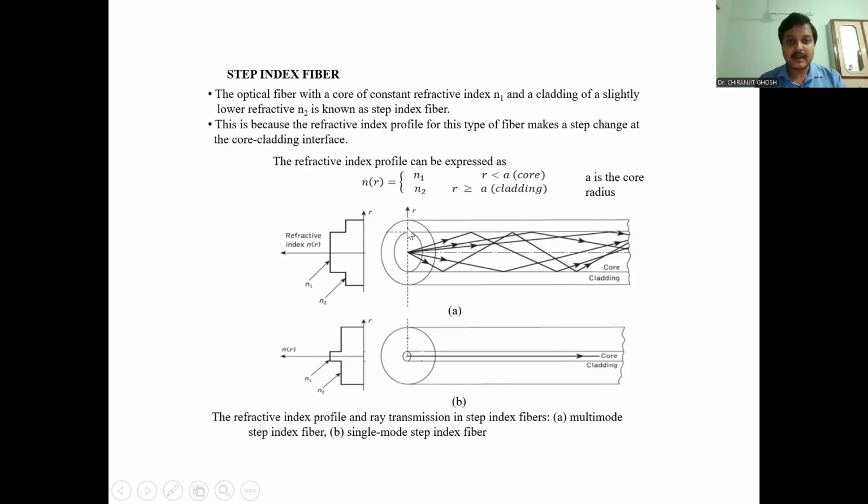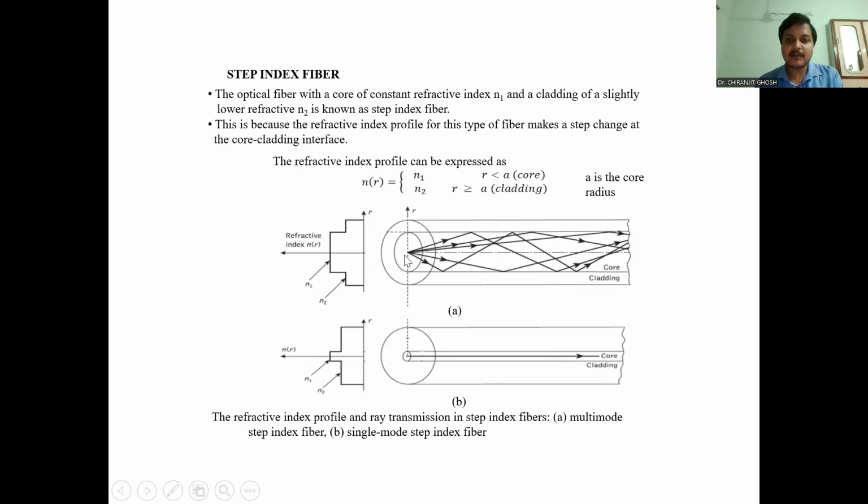As it goes to the cladding boundary, what happens? It undergoes a step change because the cladding has a lower refractive index. As soon as it goes to the cladding boundary, it makes a step change in the refractive index. So that's why it is called step index fiber. It makes a step change in refractive index at the cladding boundary, and mathematically it can be represented by this formula.